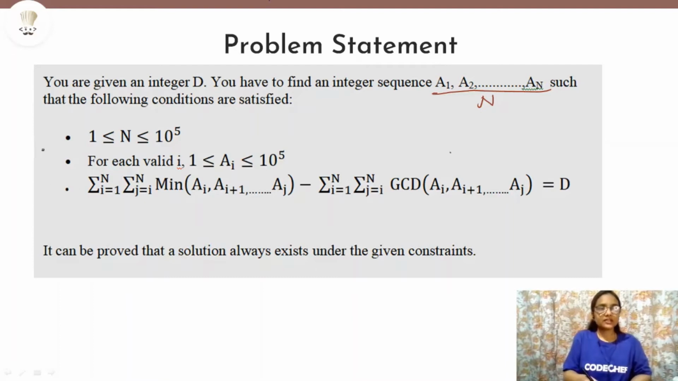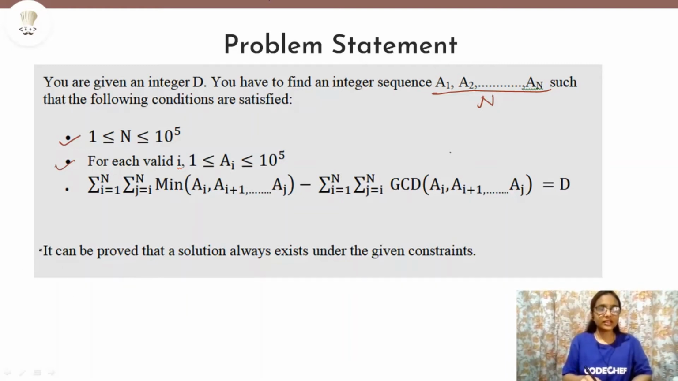Now, the first condition is that the length of the sequence should not exceed 10 to the power 5. The second condition is that each element must also not exceed 10 to the power 5. So, each element of your sequence a1, a2, an must lie in the range of 1 to 10 to the power 5, including 1 and 10 to the power 5 itself also.